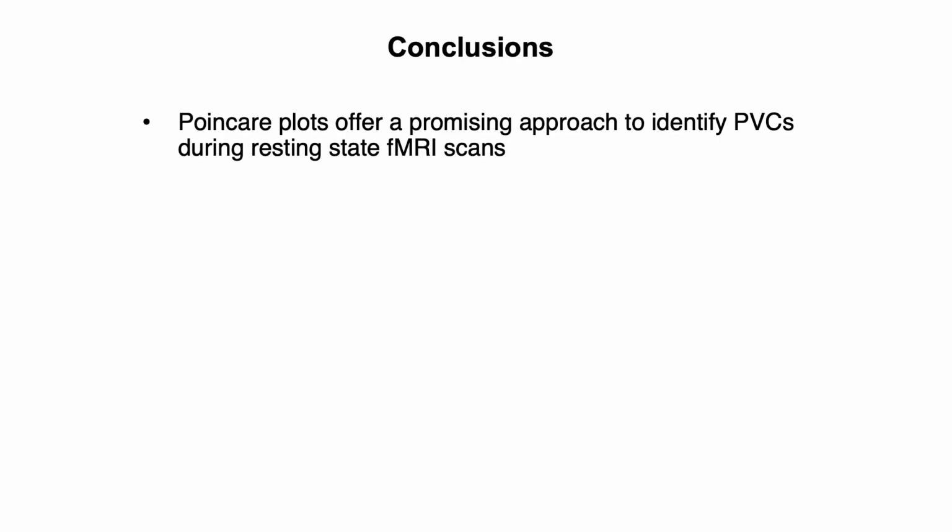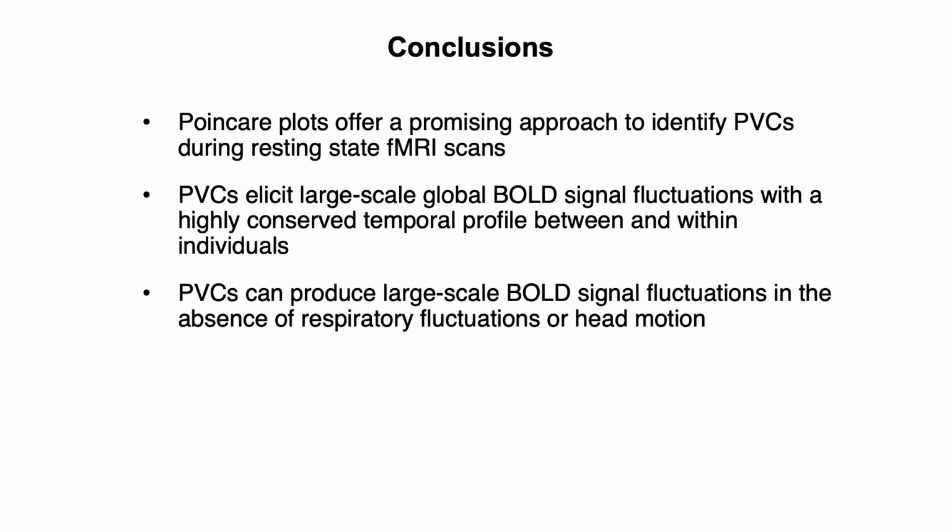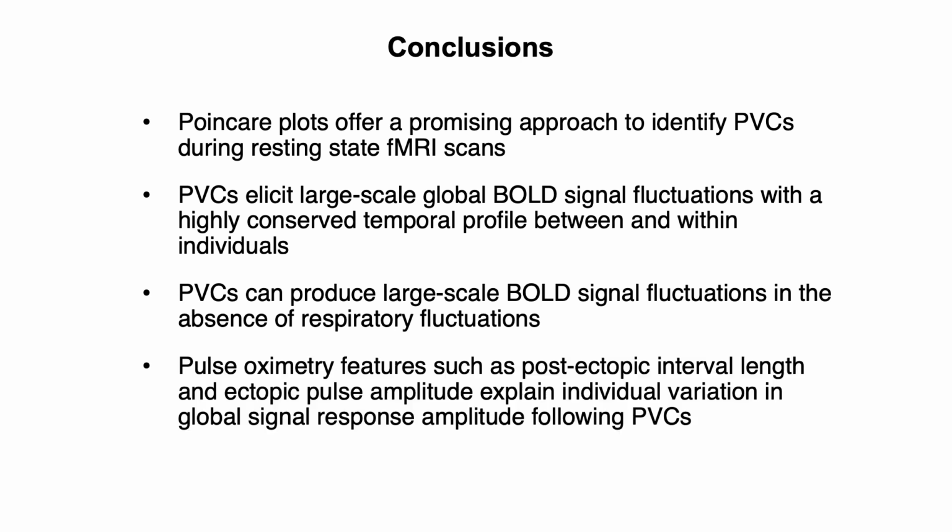In summary, Poincaré plots offer a promising approach to identify PVCs during resting state fMRI scans. PVCs elicit large-scale global BOLD signal fluctuations with a highly conserved temporal profile between and within individuals. PVCs can produce large-scale BOLD signal fluctuations in the absence of respiratory fluctuations or head motion. And finally, pulse oximetry features such as post-ectopic interval length and ectopic pulse amplitude explain individual variation in global signal response amplitudes following PVCs.